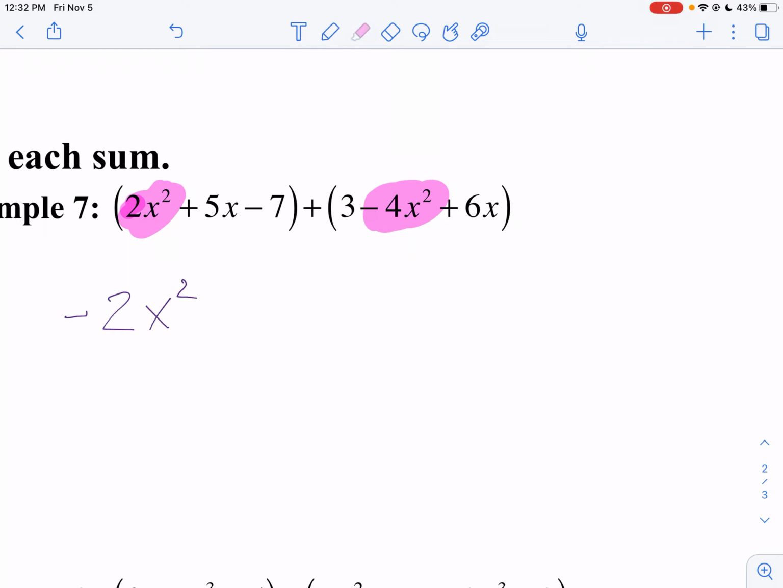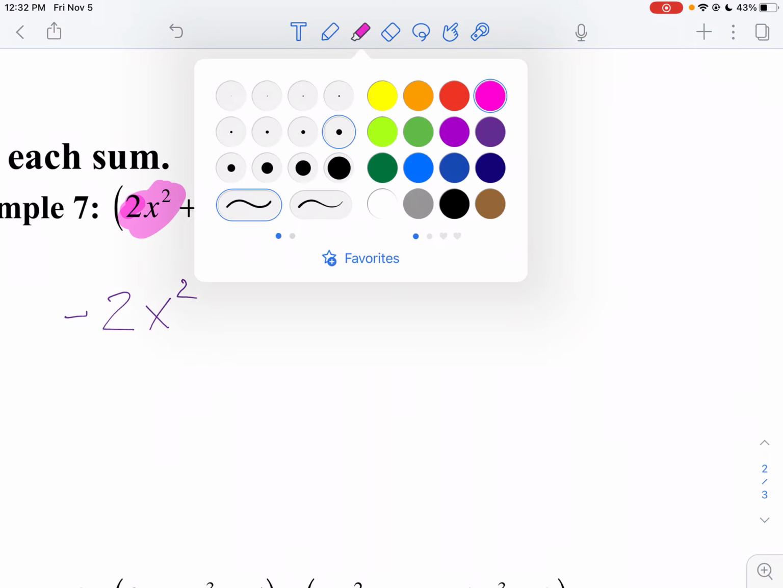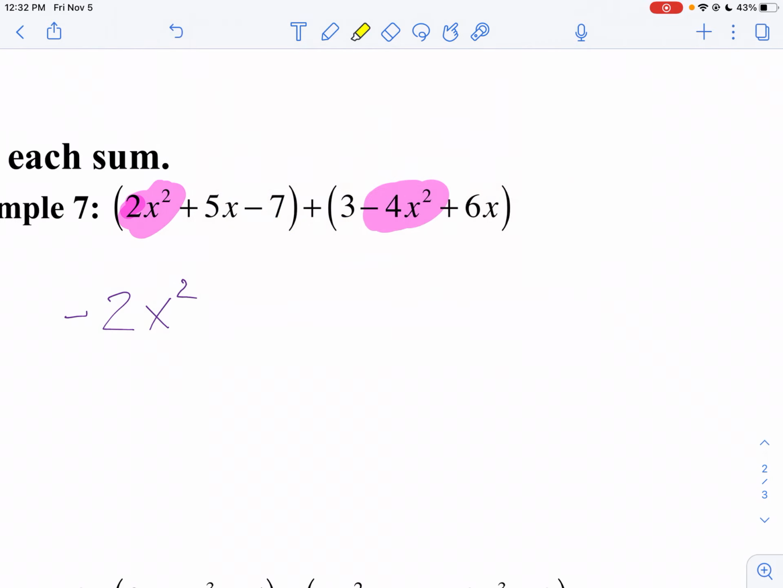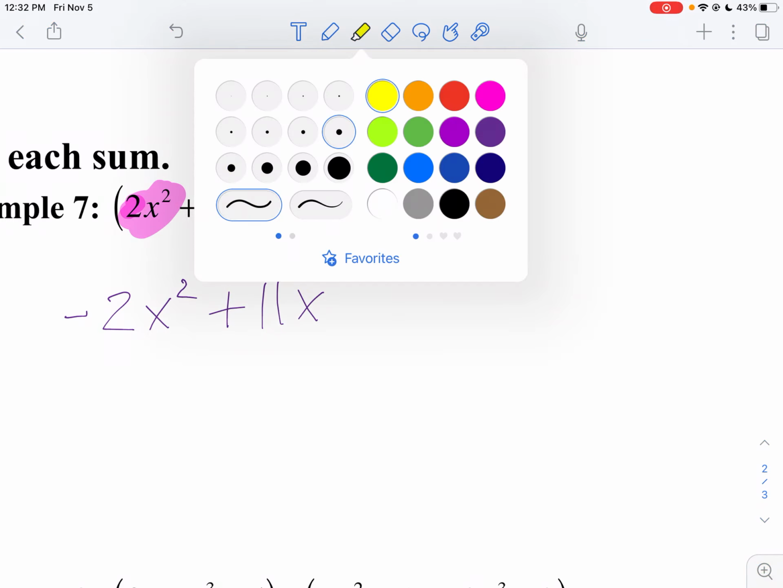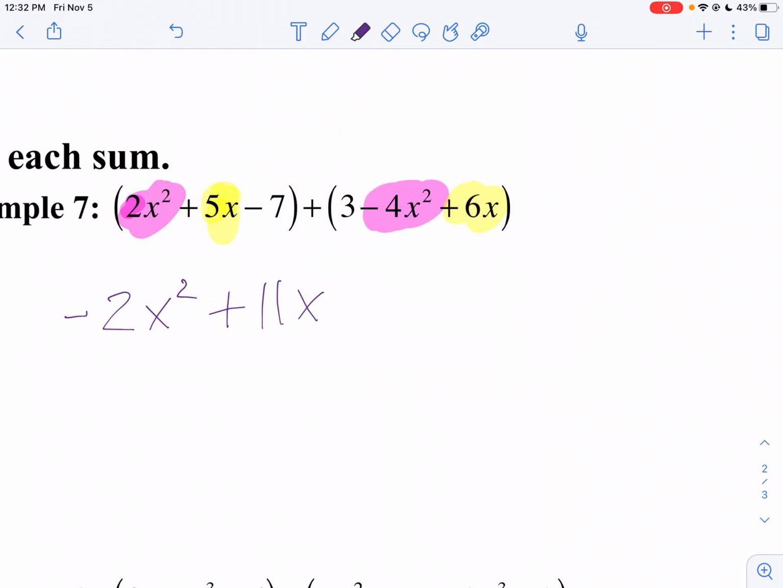Then I'm going to add 5x and 6x. So 5x plus 6x is positive 11x. So plus 11x. And then finally, negative 7 plus 3 is minus 4. And there's our answer. So we add up our like terms.